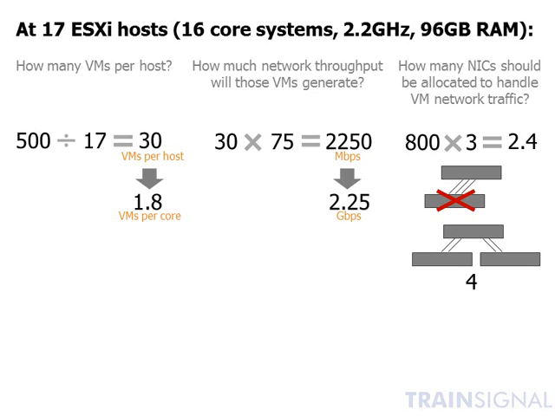Now, why is that important? Well, it's important for a number of reasons. One, it's going to drive how many physical switches you're going to need and what kind of physical switches you're going to need. So we know at 4 links per host and 17 hosts, that gives us a total of 68 ports that we're going to need. So how many physical switches is that going to be?